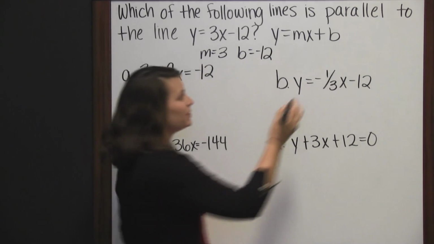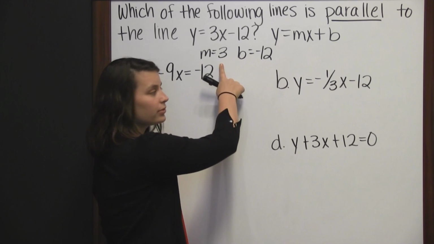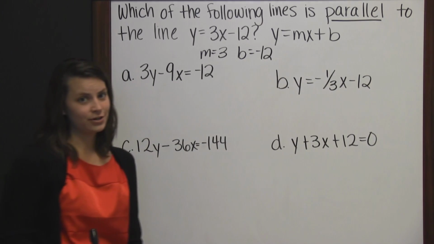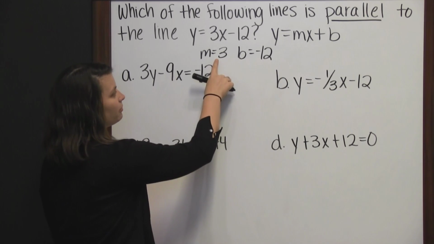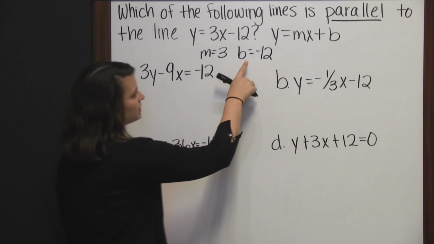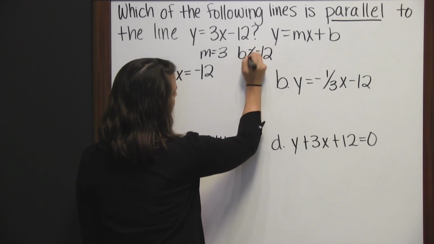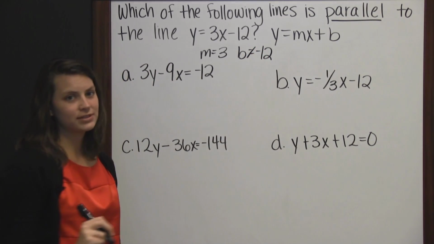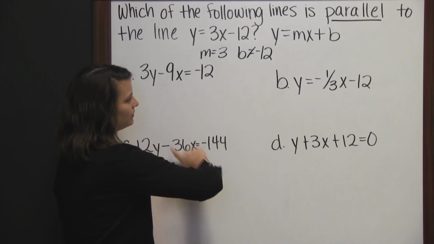Now for lines to be parallel, they must have the same slope, but different y-intercepts. So we're looking for a line that has a slope of 3, but does not have a y-intercept of negative 12. So maybe we just put a slash through that equal sign. We do not want a y-intercept that equals negative 12.